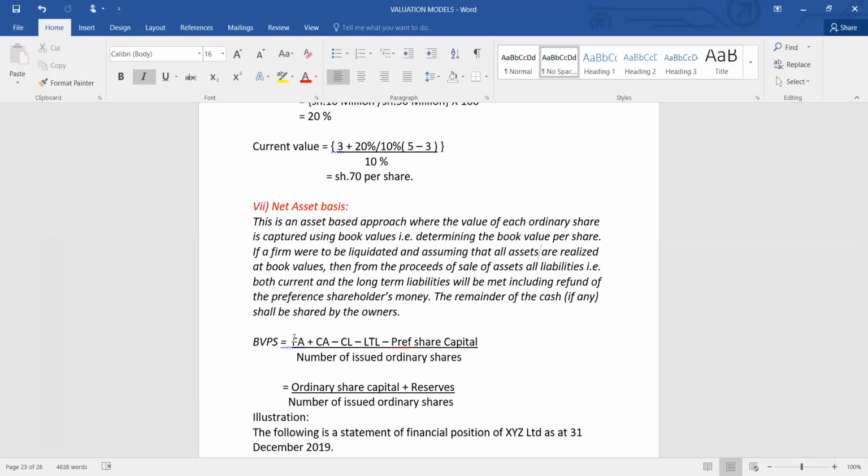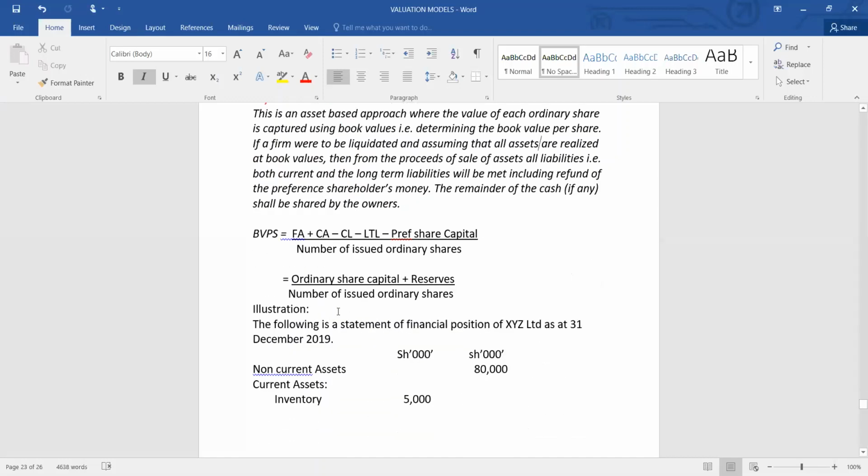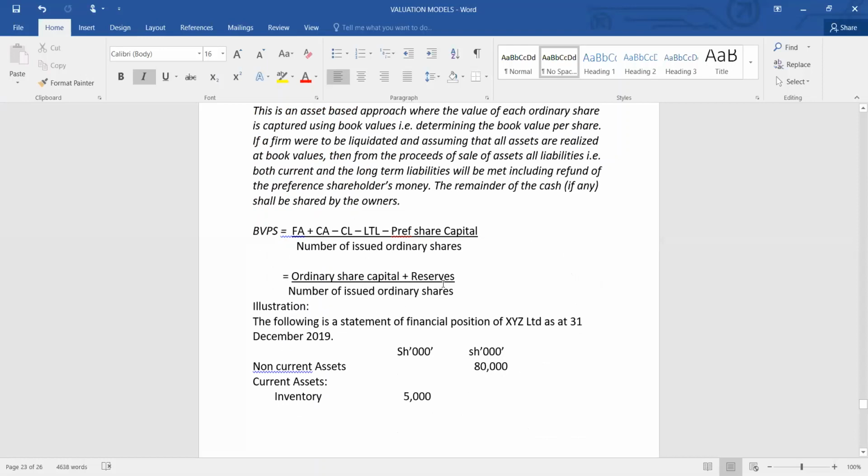ordinary shares. And by the way, if you check the numerator here, once you deduct all that, what you're left with is equity. If you look at how a statement of financial position looks like, what sometimes you simply call a balance sheet. If you take all assets, deduct all liabilities, deduct preference share capital, what you're left with is equity. So in other words, the book value per share is equity divided by the number of shares in issue.